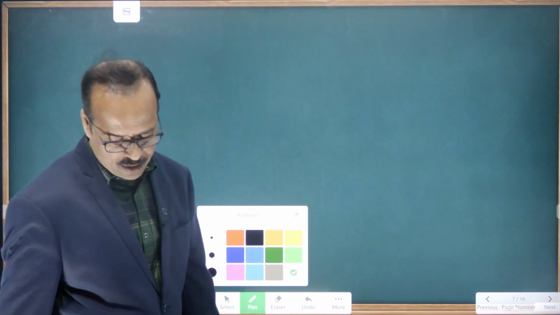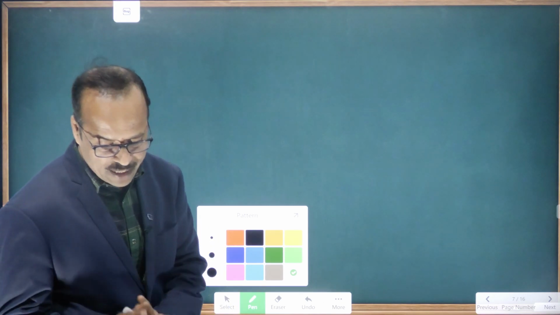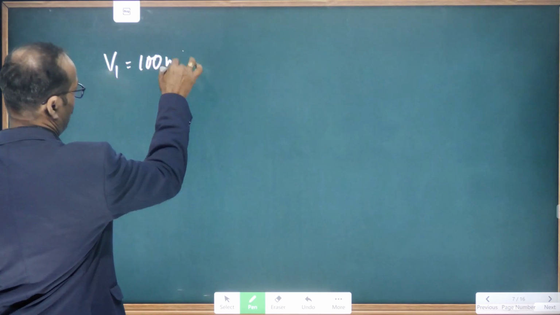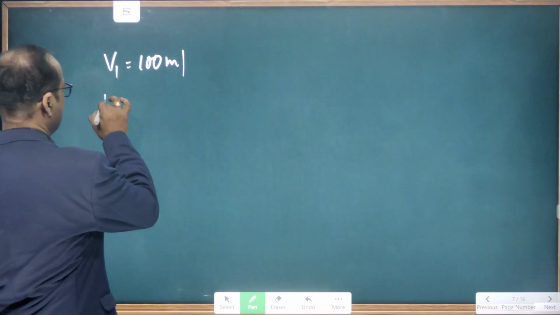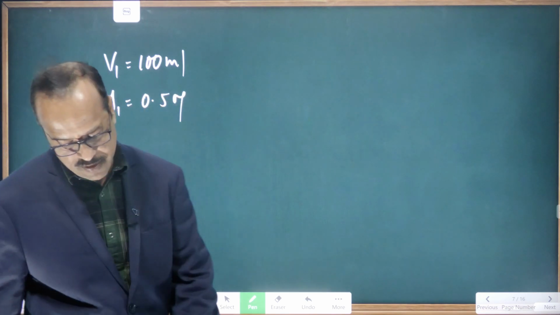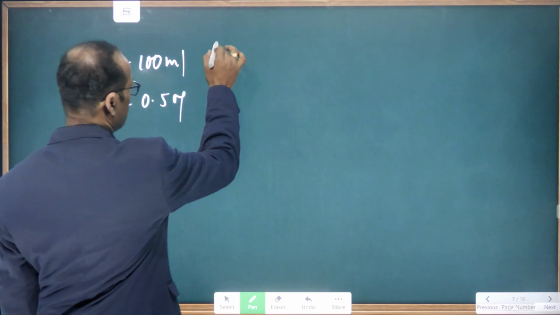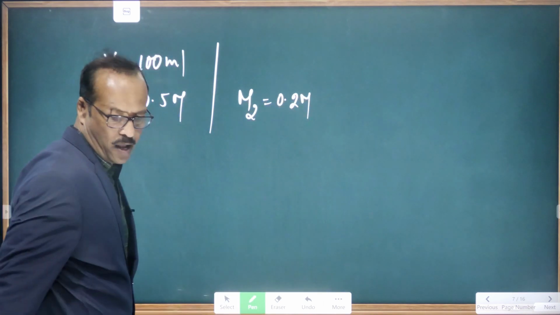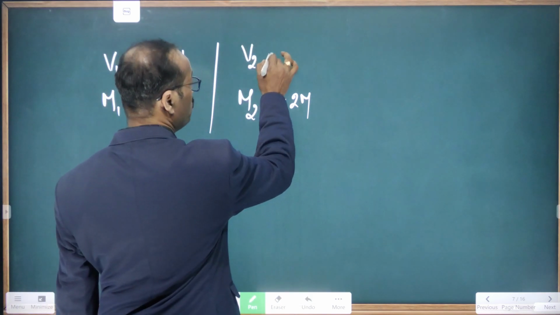So here what we need to do: the volume of water must be added to 100 ml. So right here V1 is equal to 100 ml. And then 0.5 molar sodium hydroxide, so M1 is equal to 0.5 molar, right? Now what is given here? To get the solution of 0.2, so we need to make the solution 0.2. So that is M2, we need 0.2. Now the volume of water, how much should be added? So we need to find how much volume should be added.